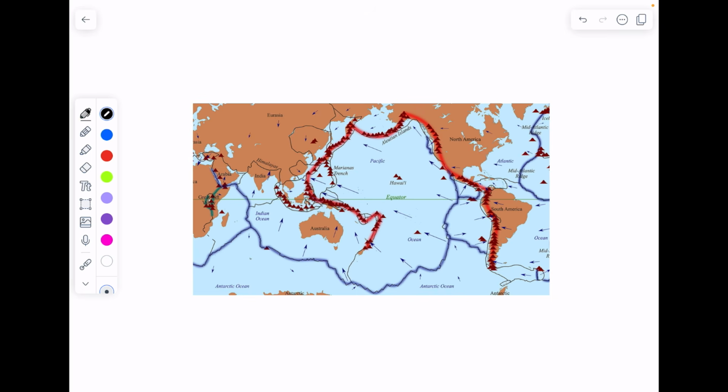Let's talk about the distribution of volcanoes. You're going to find them concentrated along tectonic plate boundaries, as we see here, and specifically around the Pacific Ocean, where the Pacific plate is being subducted beneath the surrounding plates, and that's why we call this the Pacific Ring of Fire.